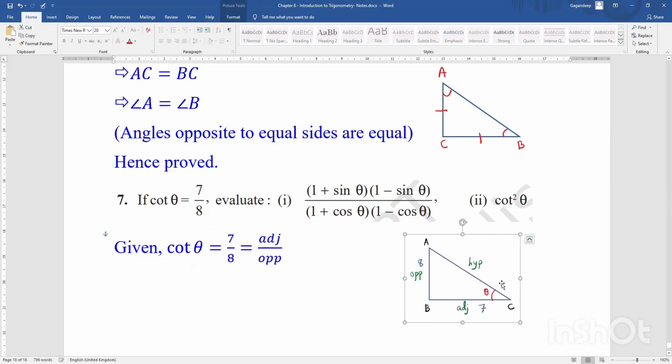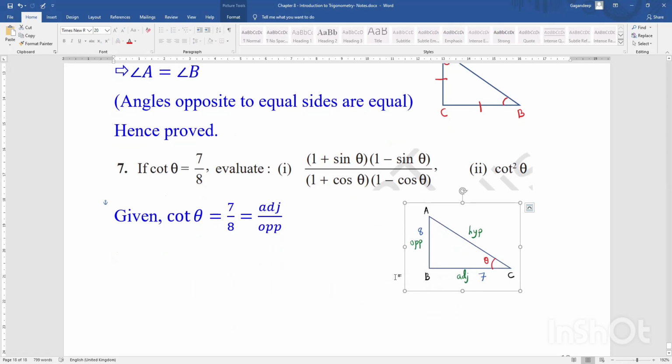So we have the triangle ABC, in which I have taken angle C as the reference angle, which is nothing but theta, and now cot theta, so you can fill it up. So we have the side opposite to angle theta, that is AB, and then BC will be the adjacent side. So we can put AB as 8 and adjacent BC will be 7. Now we need to evaluate AC.